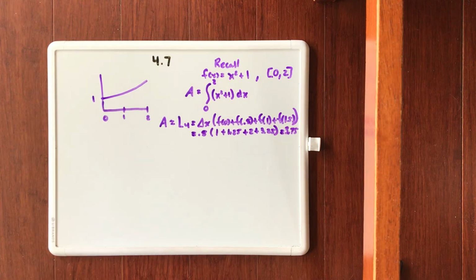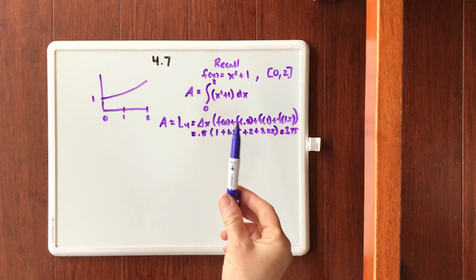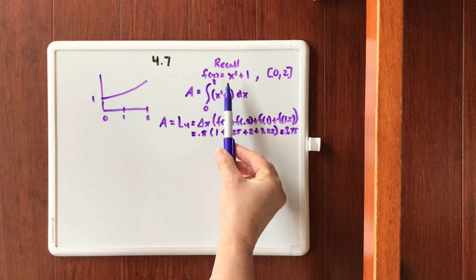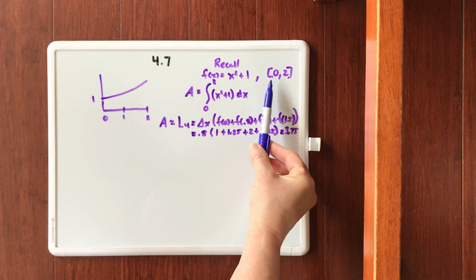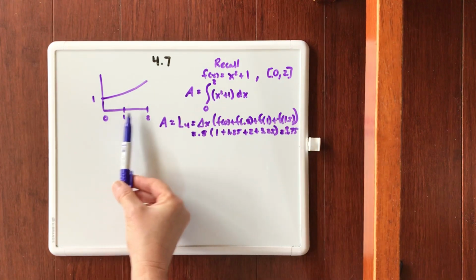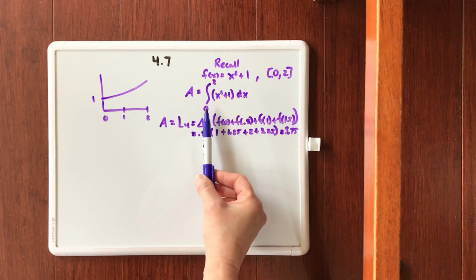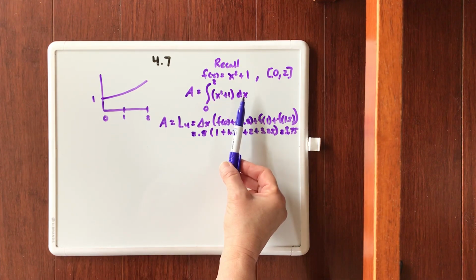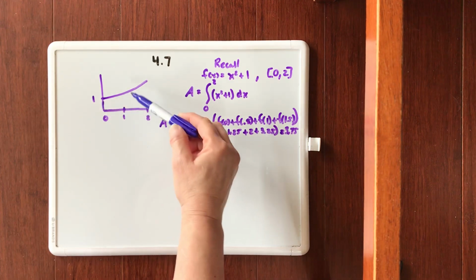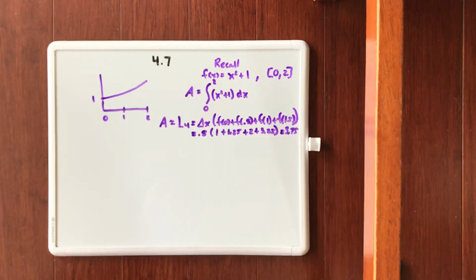This is Math 130, 4.7. For the previous video, let's look at what we had discussed. Recall for the function f of x equals x squared plus 1 on the interval from 0 to 2, we integrate from 0 to 2 of this function, and that's how we find the area, which is everything underneath the curve.